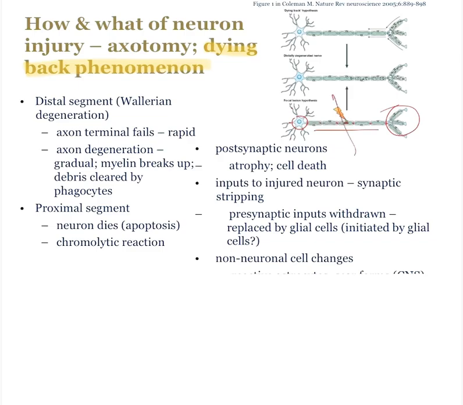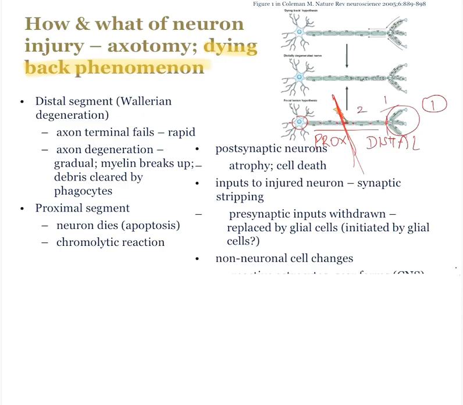Now suppose there's a nerve injury here. This is going to be distal to the injury and this is going to be proximal to the injury. For the part that's distal to the injury, the first step that happens is that the axonal terminal is going to be cut off. The axonal terminal fails. So this is the part that's going to probably disconnect from this.